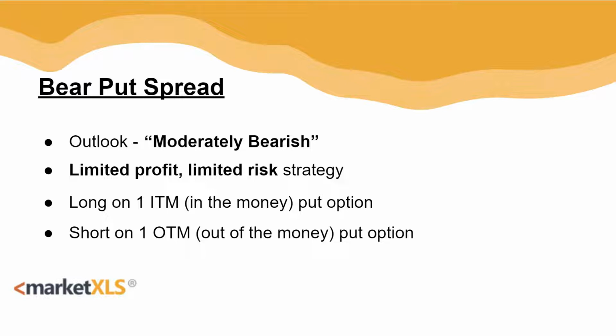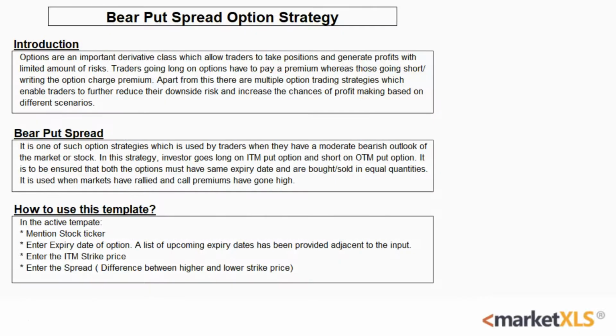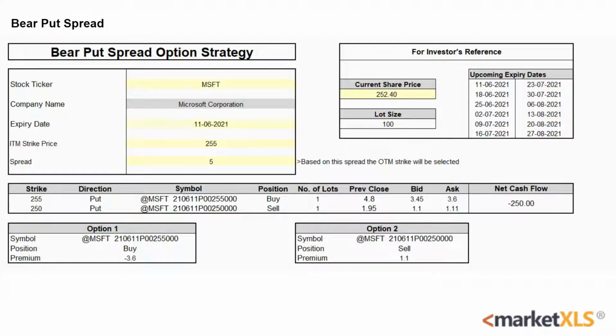MarketXLS offers a template for this strategy. Here's an introduction page for the users to read, and here's the active template. The yellow cells have to be inputted by the user, so the stock ticker, expiry date, in the money strike price, and the spread. Some upcoming expiry dates are available for reference on the side, and for the purpose of this video, we'll be using Microsoft expiry date as 11 June.